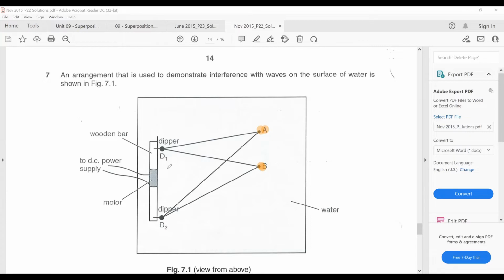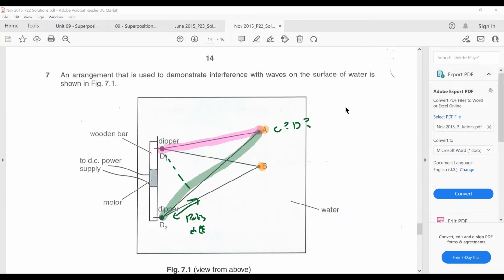They made these little lines here connecting the points with the dippers. Notice that D1 will travel this line to A. D2 will travel this line to that same point. There's actually a path difference here in terms of the distance that they travel. This will determine whether you're going to get constructive or destructive interference here. You could also say the same thing for the second point, point B. You again have path difference.